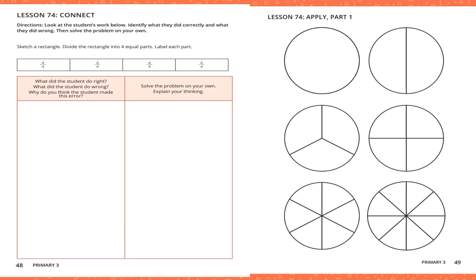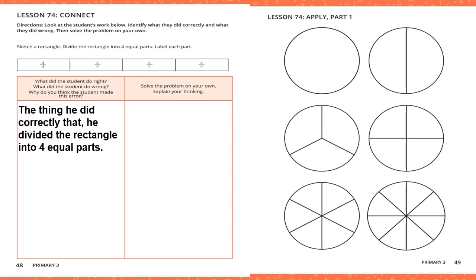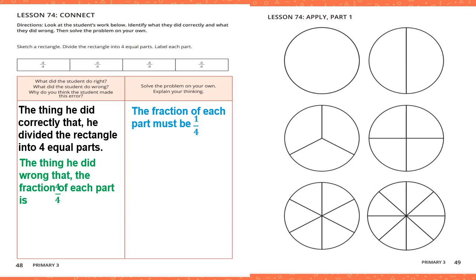So what did the student do right? The student divided the rectangle into 4 equal parts. But he wrote something wrong. He wrote the fraction of each part as 4 over 4, and it's not right. It's wrong. The right answer is that the fraction of each part must be 1 over 4, like this.